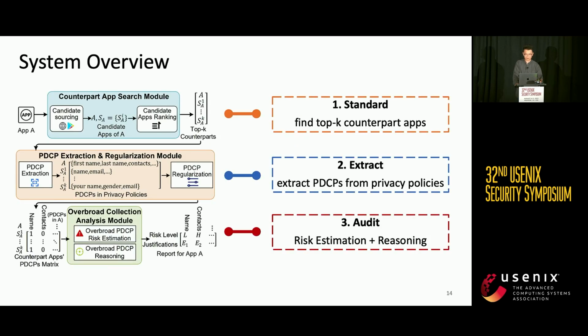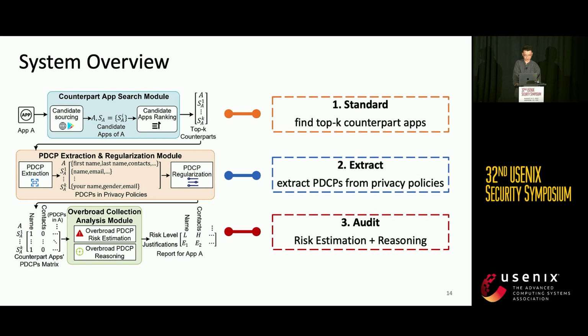Given a target app, POLICYCOMP will first find the top K counterpart apps for this target app, which could be used as standards to audit this app's policy. Then POLICYCOMP will extract and regularize PDCPs from the privacy policies of the target app and its counterpart apps. This step is designed to translate the complex privacy policies into a PDCP matrix.